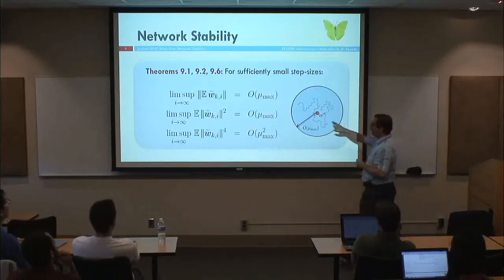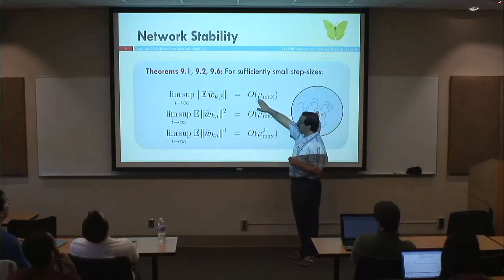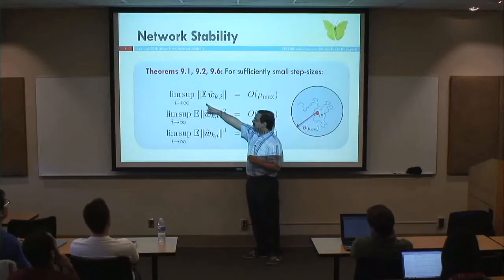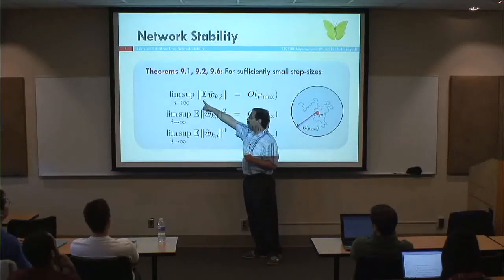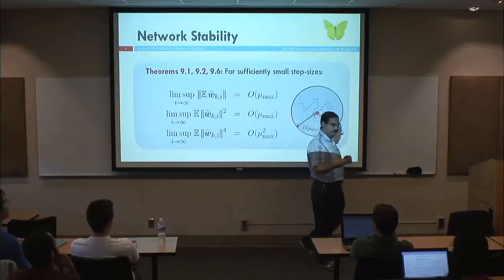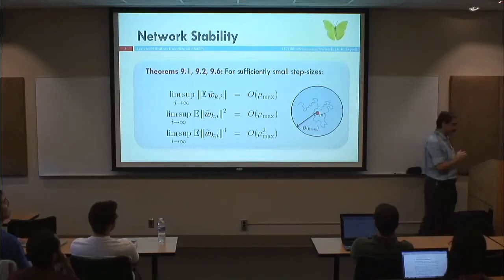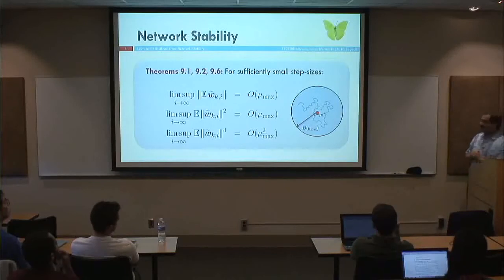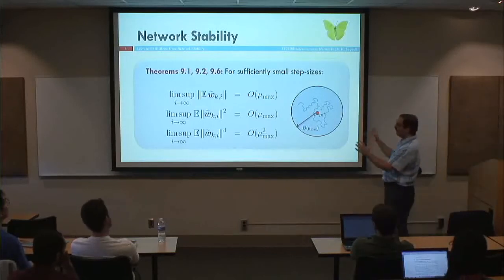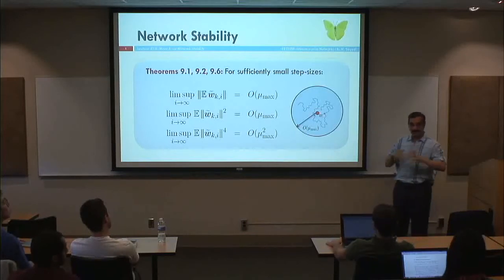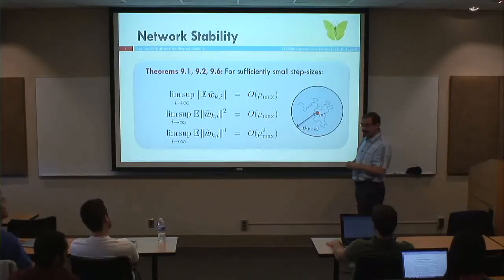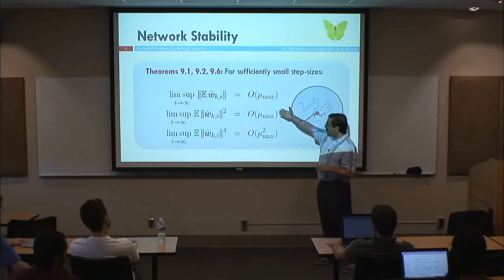So today, the emphasis is on proving that the limiting value of the norm of the mean error vector also is of the order of the step size. And this will require some effort. When all is said and done, when you come back and look at this statement, what it is telling you is that these algorithms, even in the presence of gradient noise, operate in a stable manner over networks.